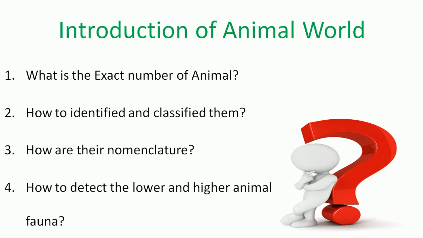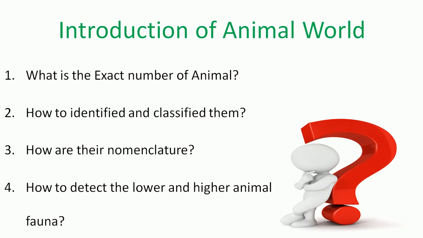Then the second question comes across. We see the number of animals around us. That means how to identify and classify them. That part we learn in our animal diversity first syllabus up to the phylum Platyhelminthes. Then next, how their nomenclature works. Also we learn the nomenclature system of animals.